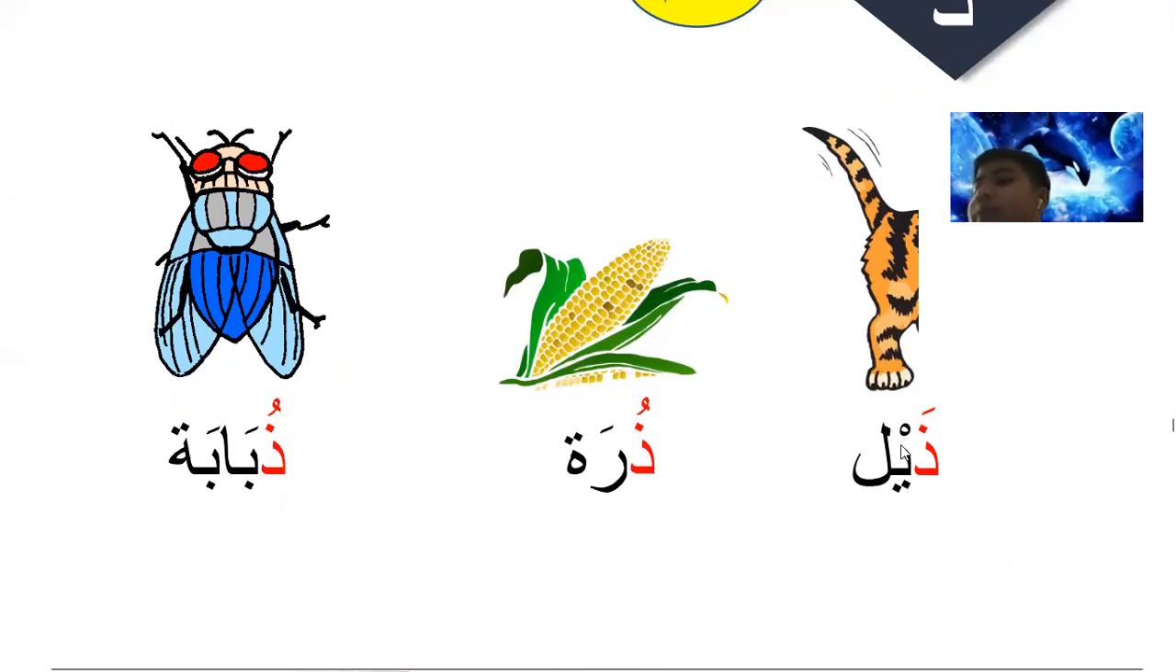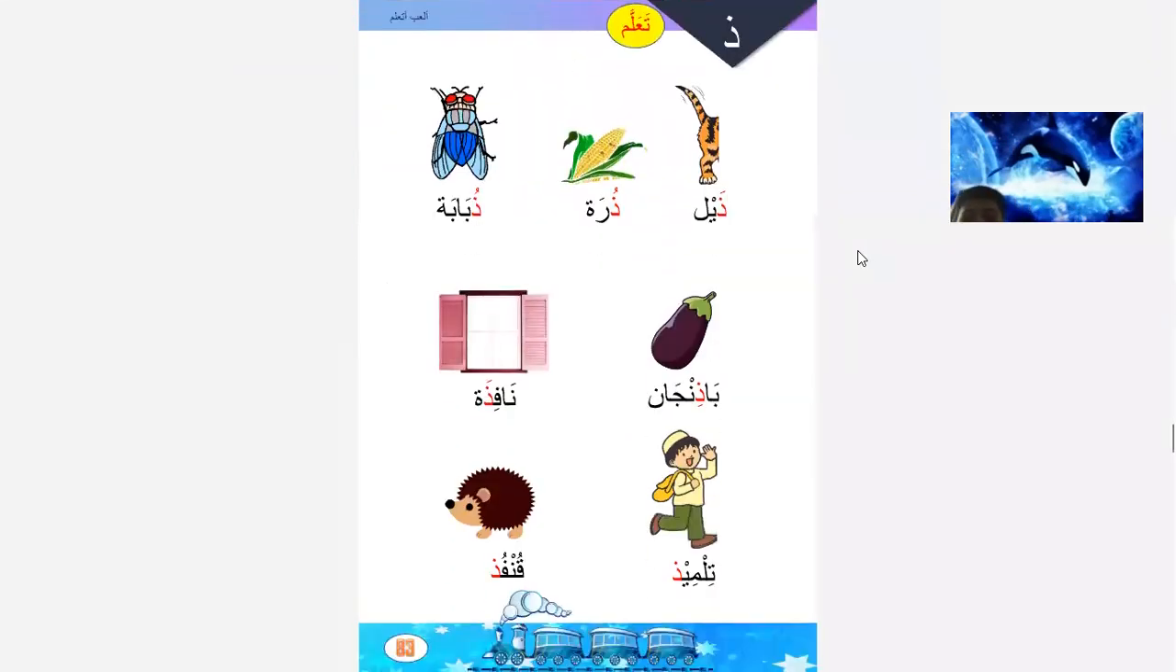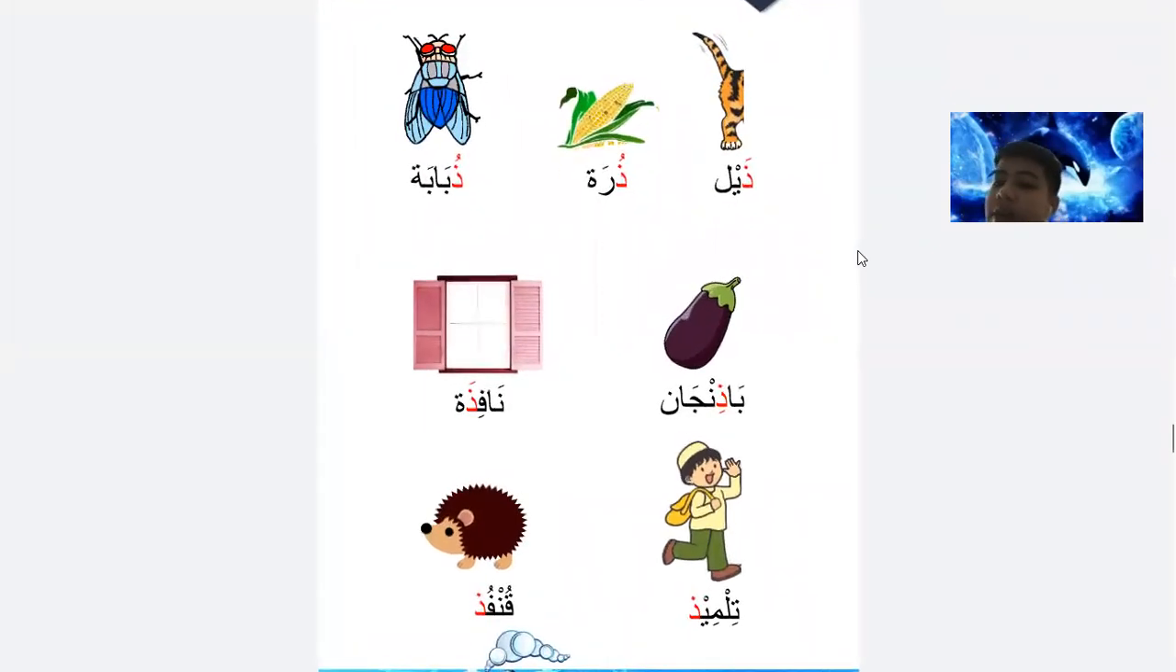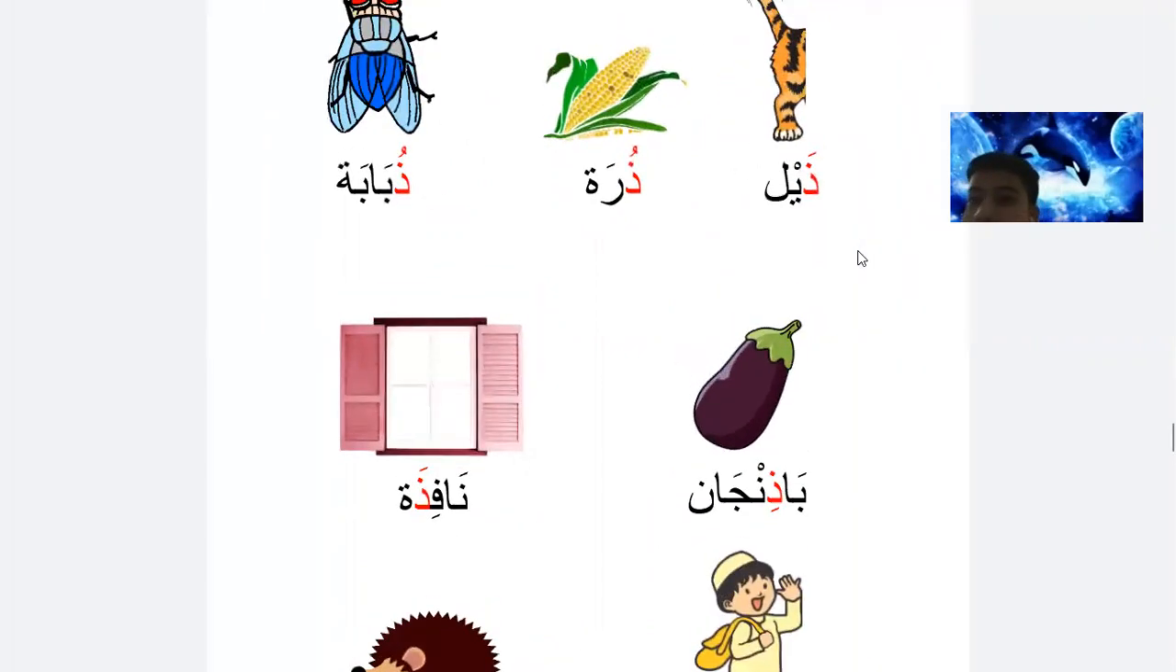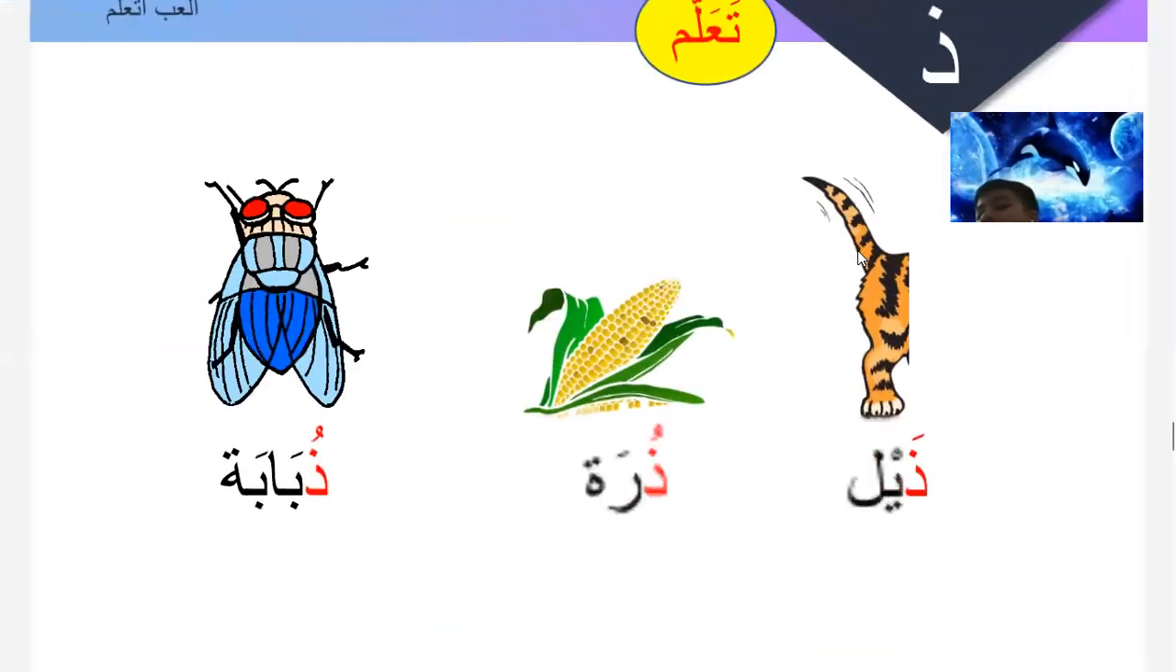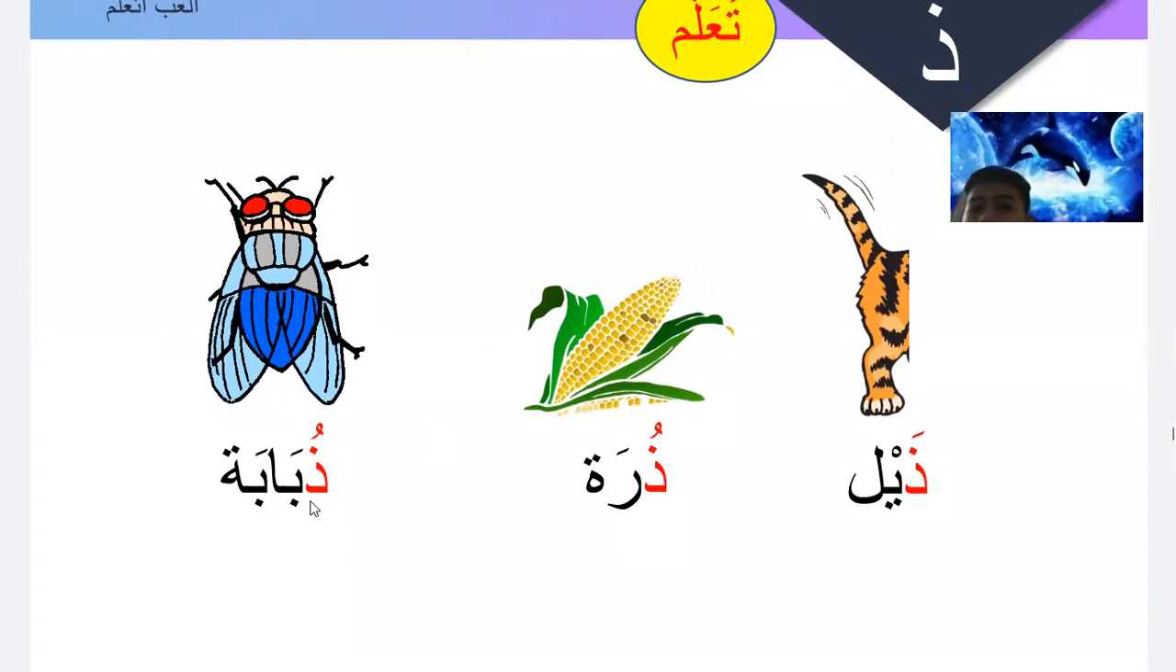Zail. Yes. Zail. Look, could you zoom out to see all of it? Okay. Thank you. Good. Zail is a tail. Good. Next word is Zura. Zura, corn. Good. Zubaba. Zubaba, fly. Good.